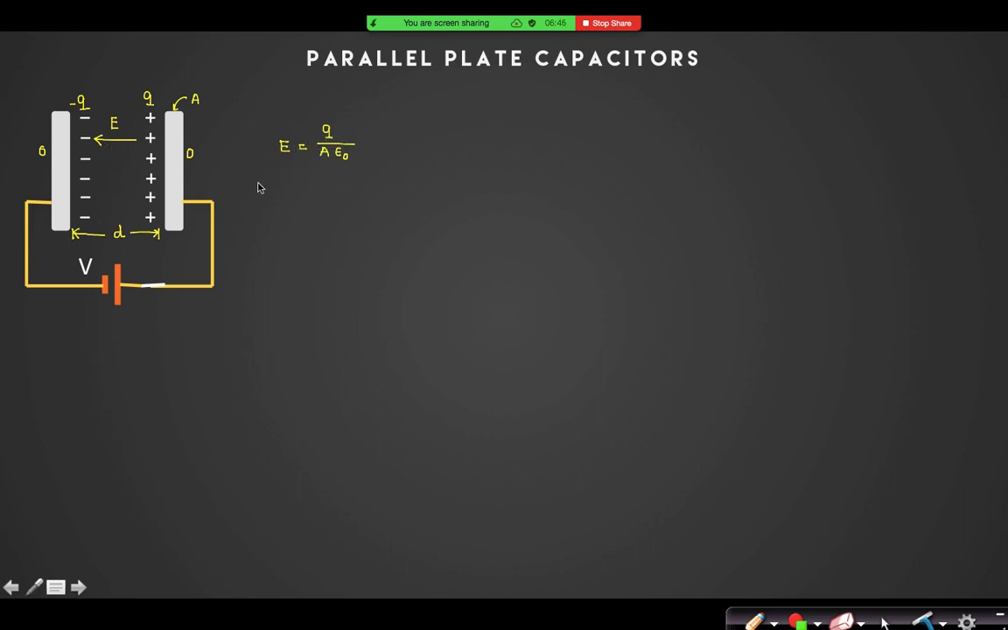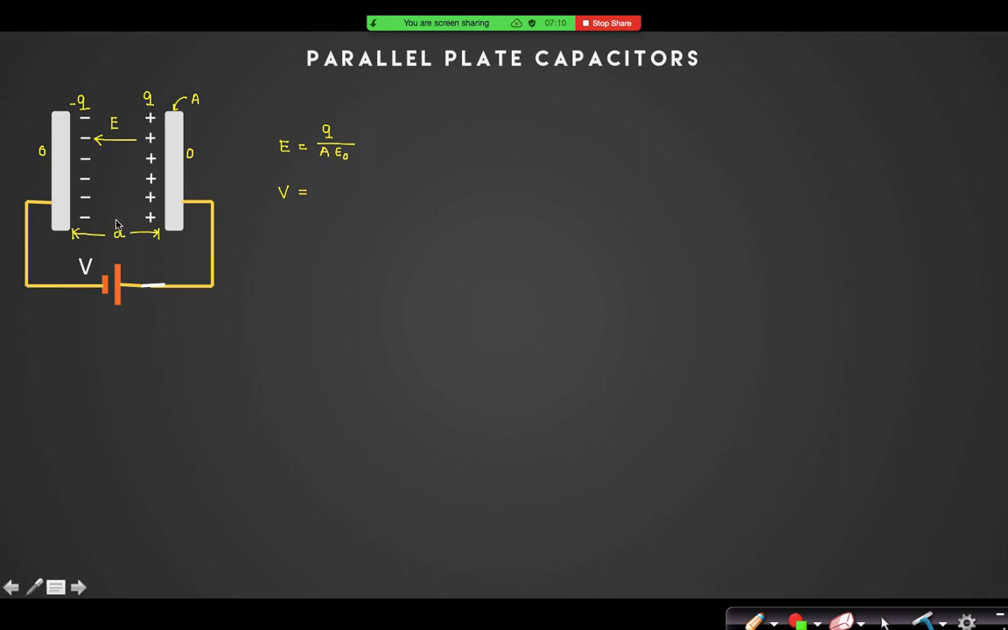Now E equals Q by A epsilon naught, then what is the potential difference between them, as the electric field is constant? E into D. Yes, Q D by A epsilon naught. Good. Here, one assumption that I have taken is that the metal plates are very large in their lengths compared to the plate separation D, right?